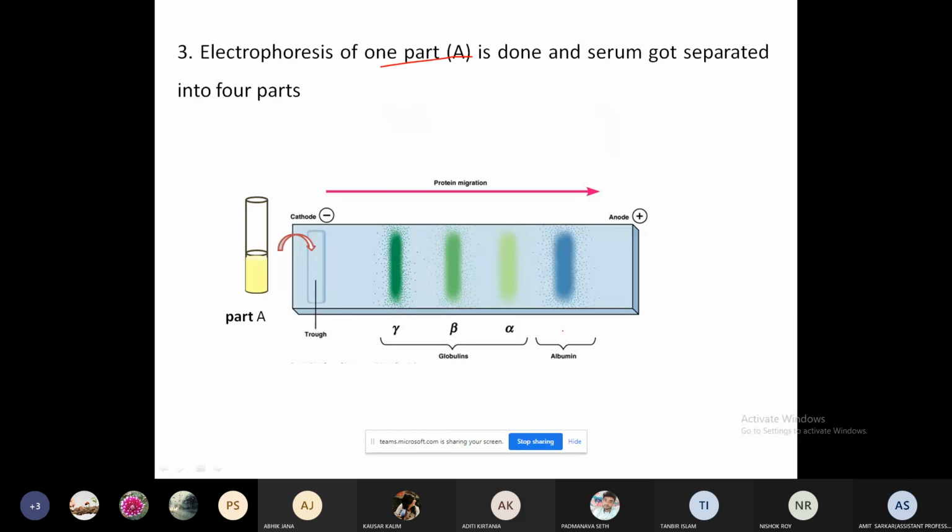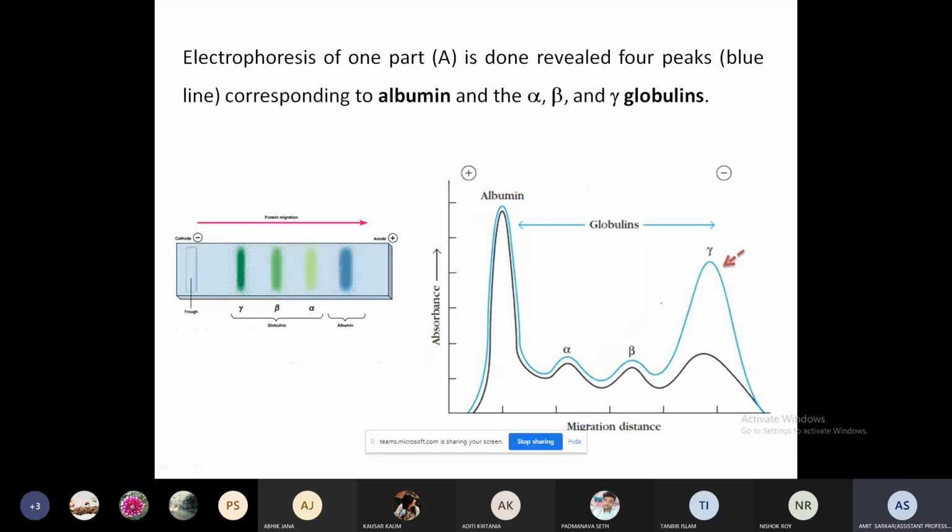Later he did all the biophysical studies and found that these 3, the green, the lighter green, and the even lighter one, can be categorized as globulin proteins. He named them alpha, beta, and gamma globulin. And the other one is called ovalbumin protein. So 1 ovalbumin and 3 types of globulin: alpha, beta, and gamma. So electrophoresis of part A revealed 4 peaks corresponding to albumin and the alpha, beta, and gamma globulin.